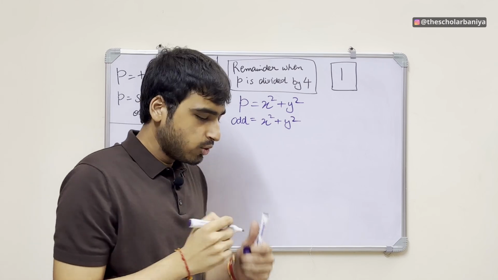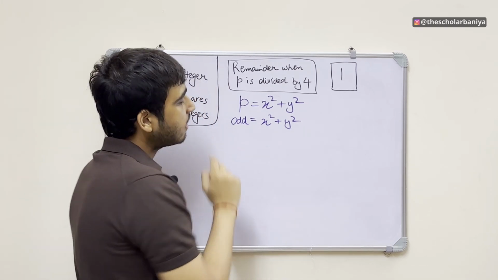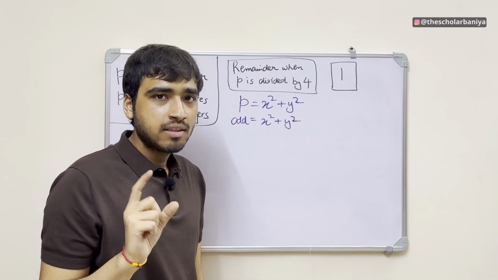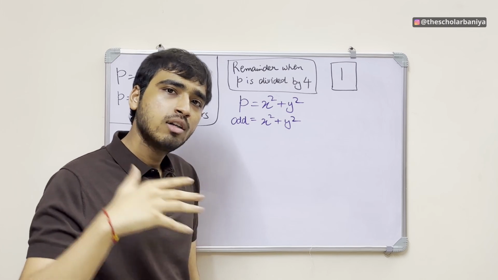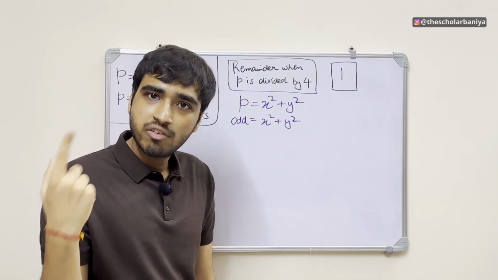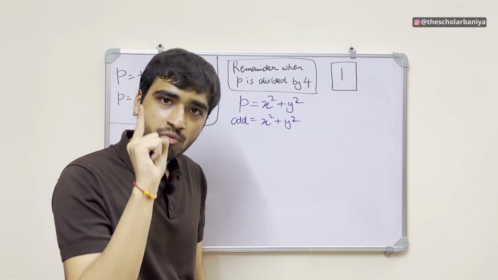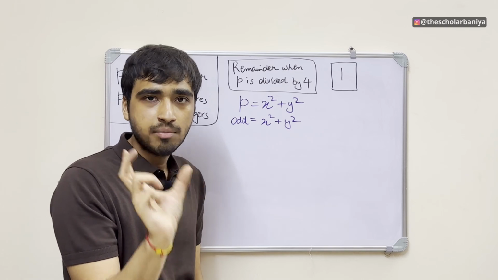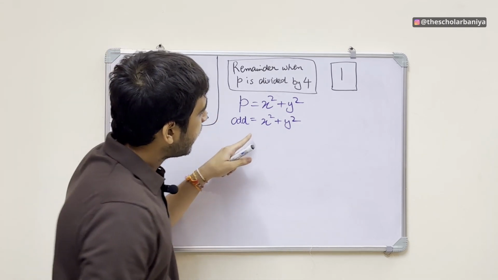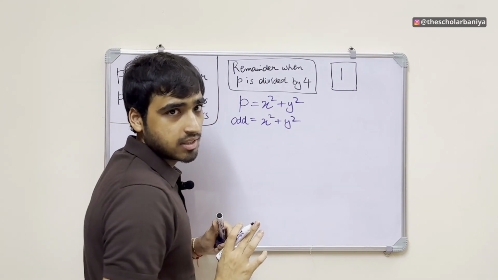Now I would like you to answer one question: if we add two things and we get odd as a result, what are the possibilities? The possibilities are either one is even and one is odd, or one is odd and one is even. Meaning if you add two odd things, the answer will be even. If you add two even things, the answer will be even. But if you add one odd and one even, then the answer will be odd. So one thing is very clear: either x is odd and y is even, or y is odd and x is even.